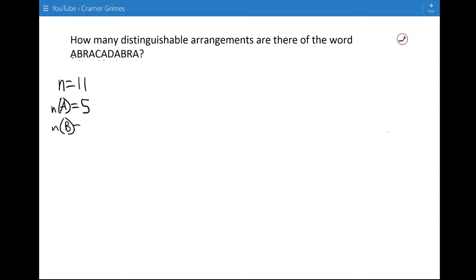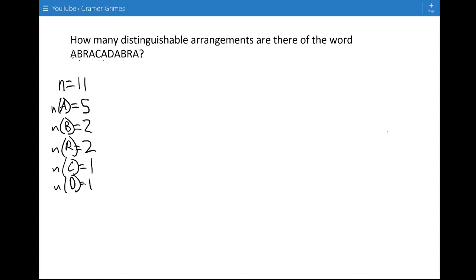Next would be the B's, and there are 2. Next we could have R's, 2 again. And then we have the C next, just 1. And then lastly, we would have the D. Not a B, a D. And then obviously it would be good anytime that you're doing this to make sure that you counted everything. 5 plus 2 is 7, plus 2 is 9. 2 more brings us to 11.